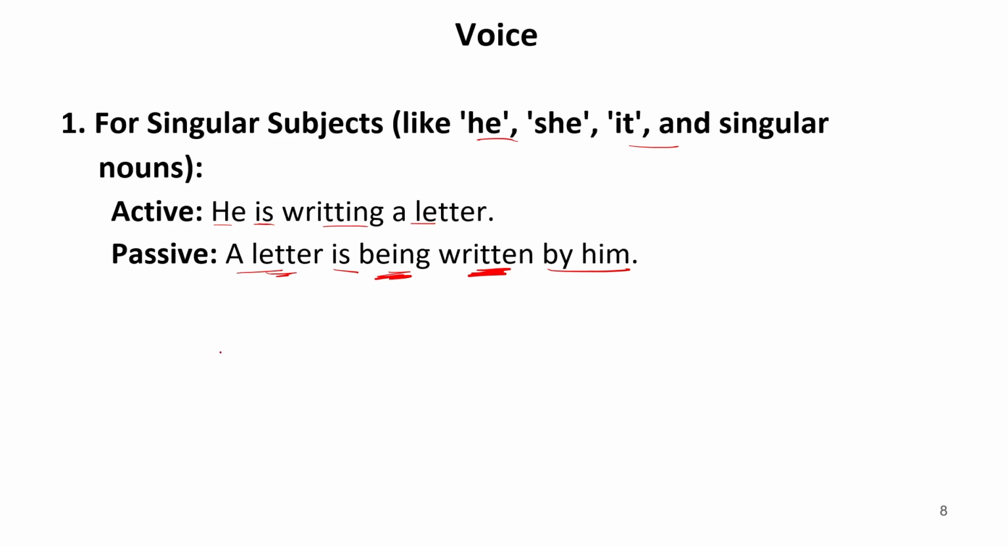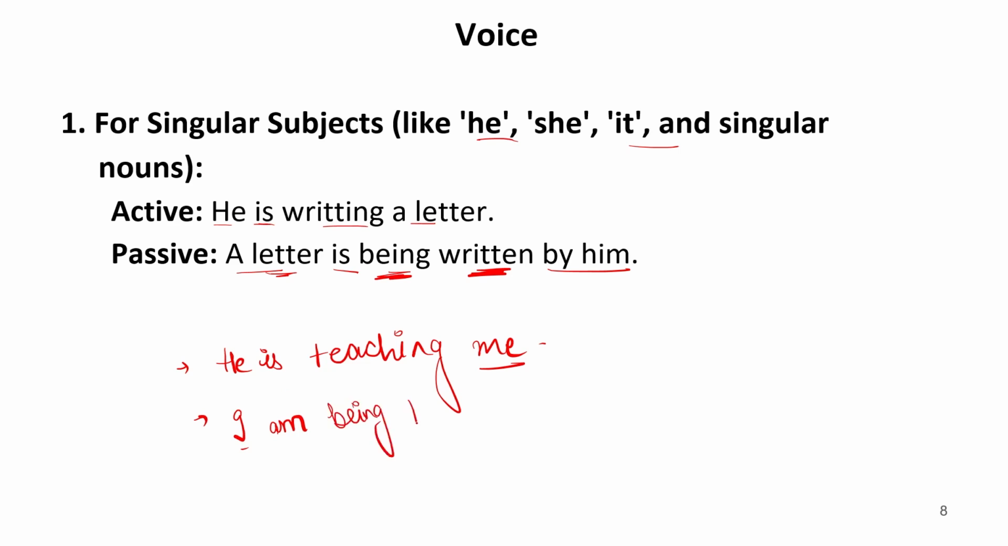Now if the sentence is, he is teaching me. Now look at this sentence carefully. If we convert this sentence into passive voice, me will be converted into I for the subject. Then I requires am with it in continuous tense. So I am being taught by him. The objective case of he is him. So this will be the correct sentence.